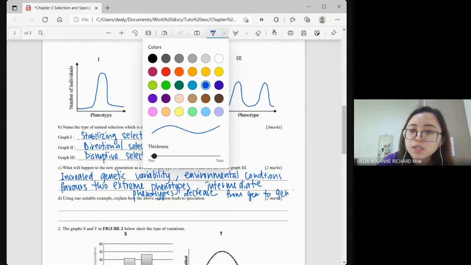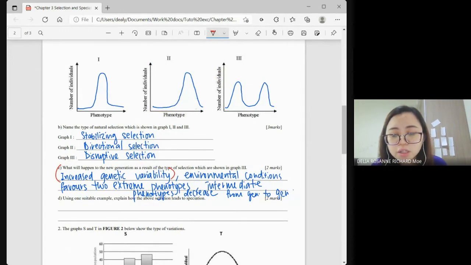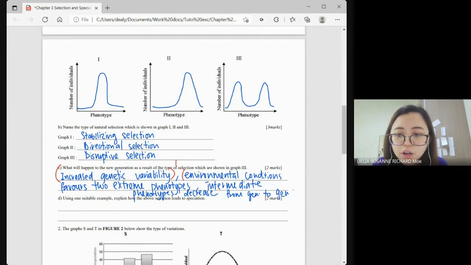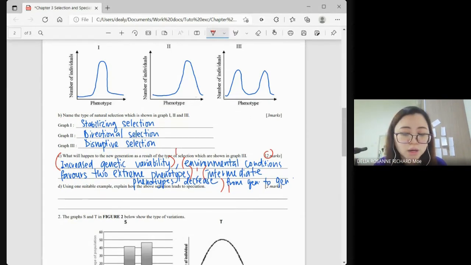So if your answer is like mine, this increased genetic variability in population can be one mark. Environmental conditions favors two extreme phenotypes can be the second mark. Intermediate phenotypes decrease can be one mark. Tapi maximum dua markah. Is there any other example of answers? Okay, looks like there isn't. So, begitu sajalah. If you can give more than one point, you would be able to get these two marks.